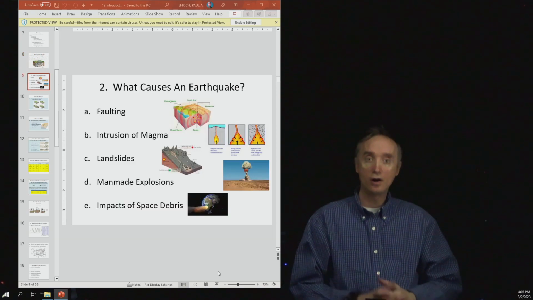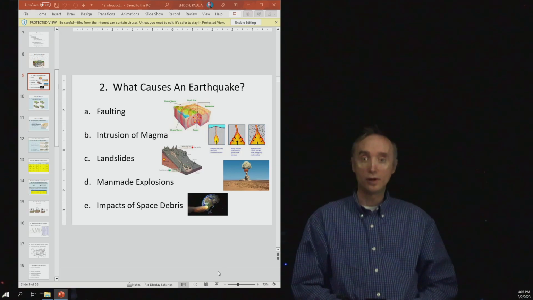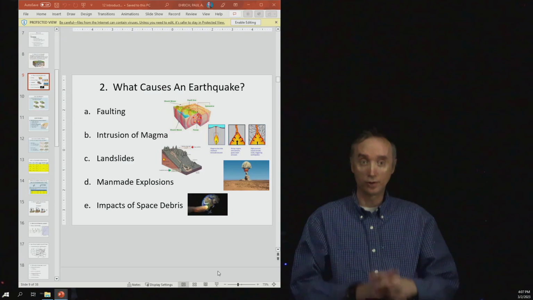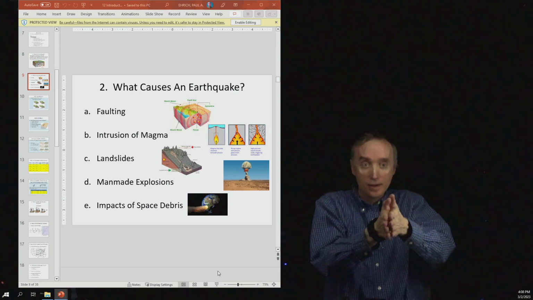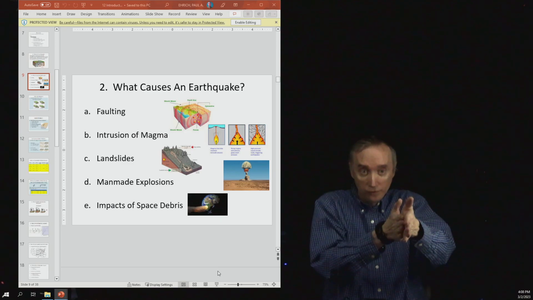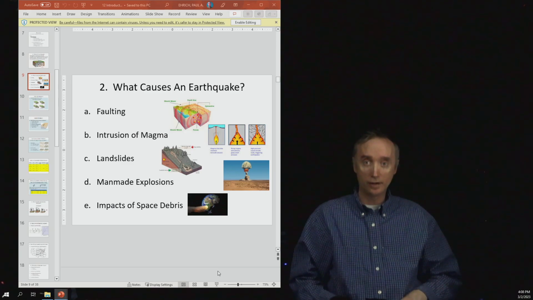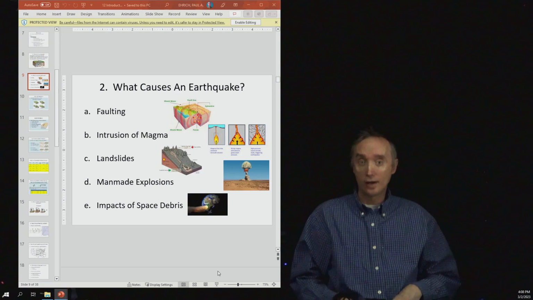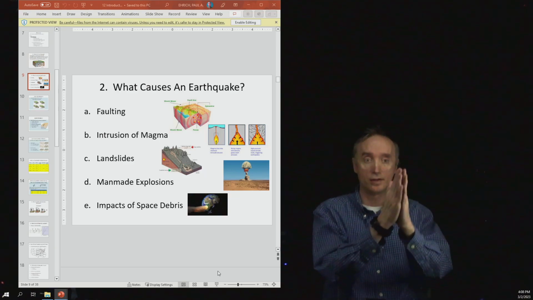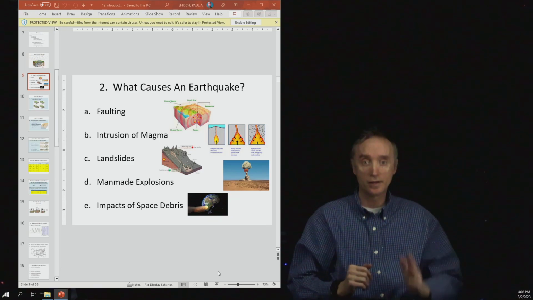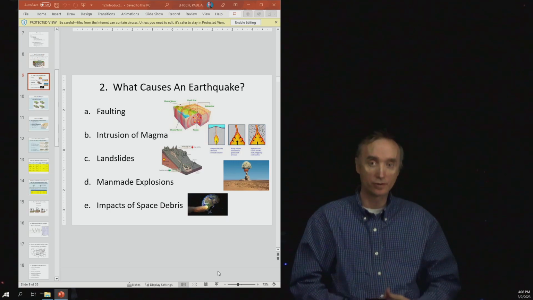So what can cause an earthquake? Well, most often earthquakes are a result of faulting, where you've got two slabs of rock rubbing up against each other, and then they get stuck, and when they finally move, that generates the earthquake. But you can have other ways of generating an earthquake, such as when magma is getting into rocks and breaking those rocks apart as the magma comes up. That could generate an earthquake.